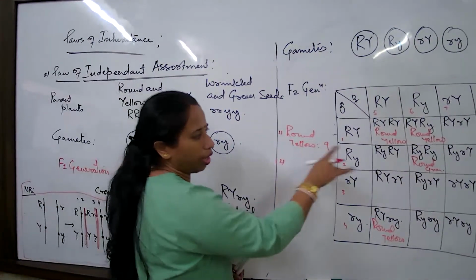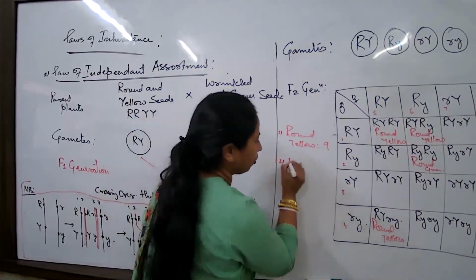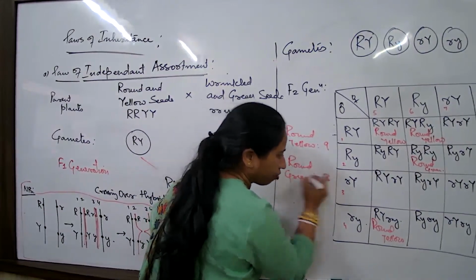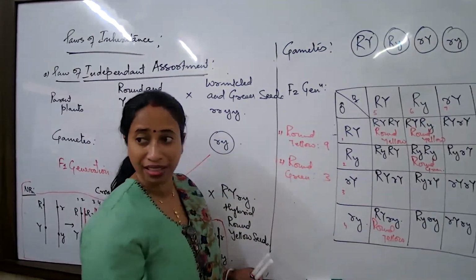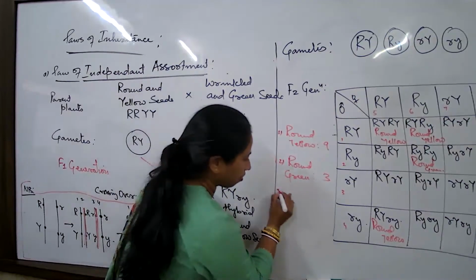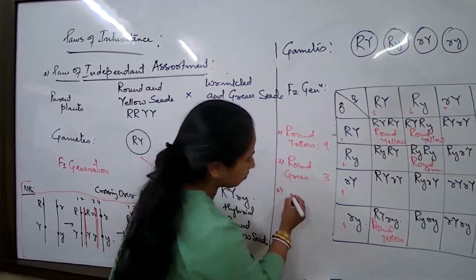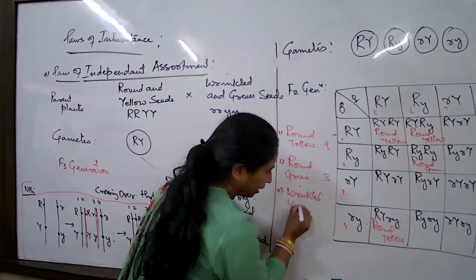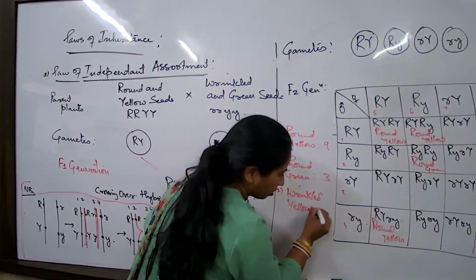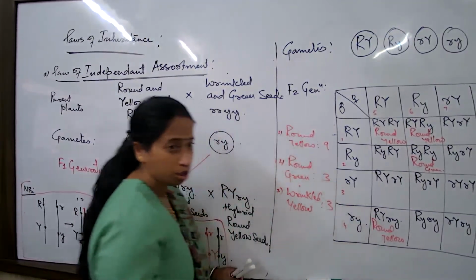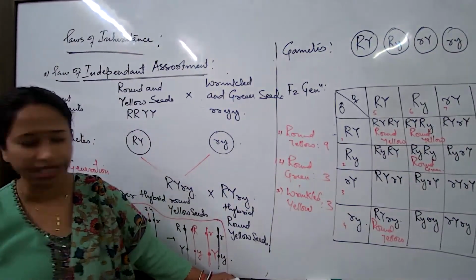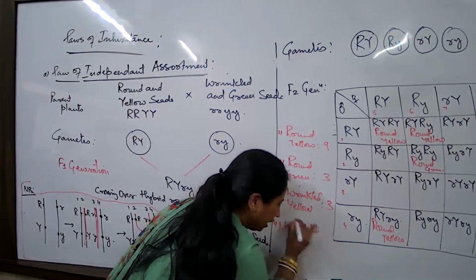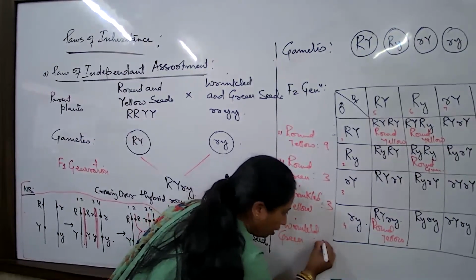Okay, round and yellow 9. What is the other type of a plant we got? Round and green. How many you are supposed to get? 3. Round and green 3 होना ही चाहिए. What is the third type of a plant we got? Wrinkled and yellow. How many plants? That also you should get 3. And last is wrinkled and green. How many you should get? 1.